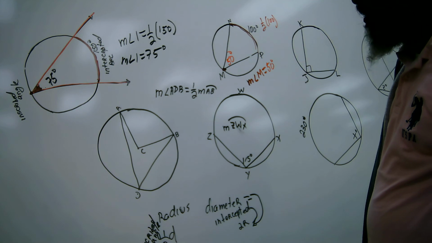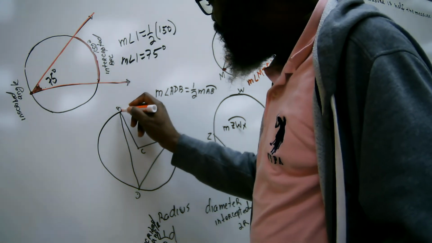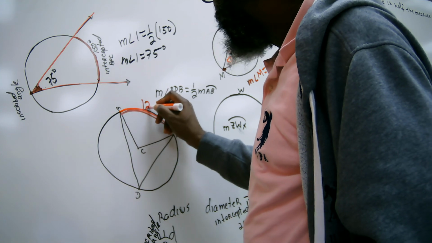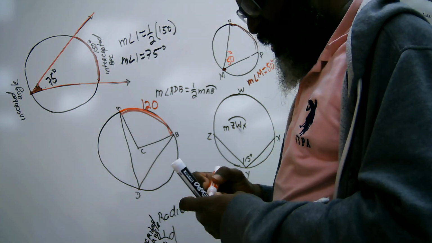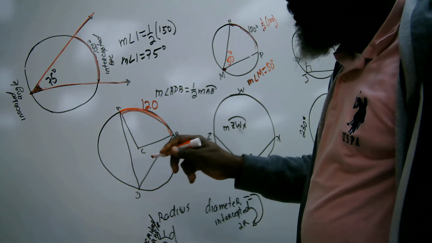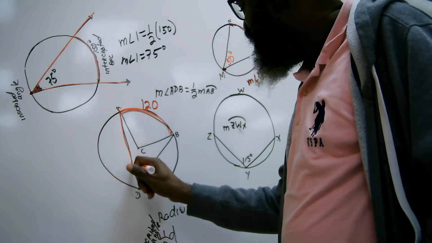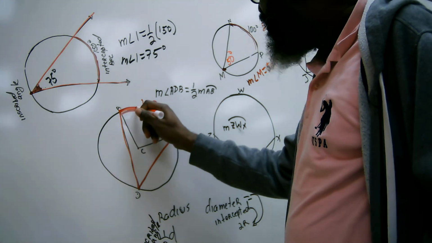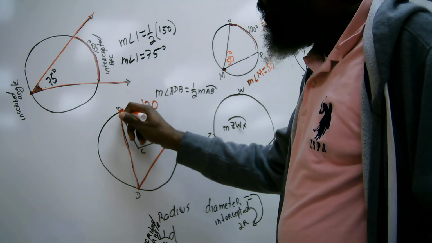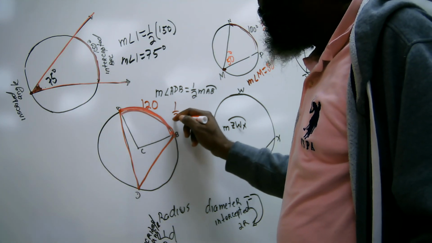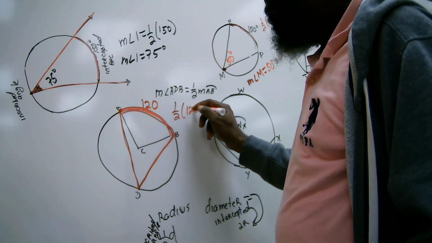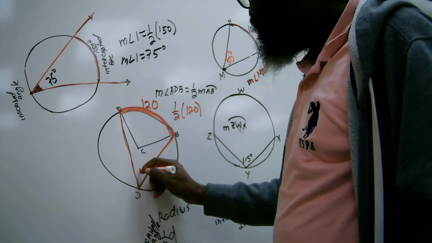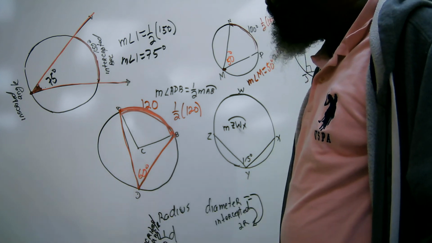Now, I have this arc here. Let's say this arc is 120 degrees, and the inscribed angle formed with this arc is angle D. Therefore, in order to find angle D, I will take half of arc AB, half of 120. Half of 120 is 60. This angle is 60 degrees.